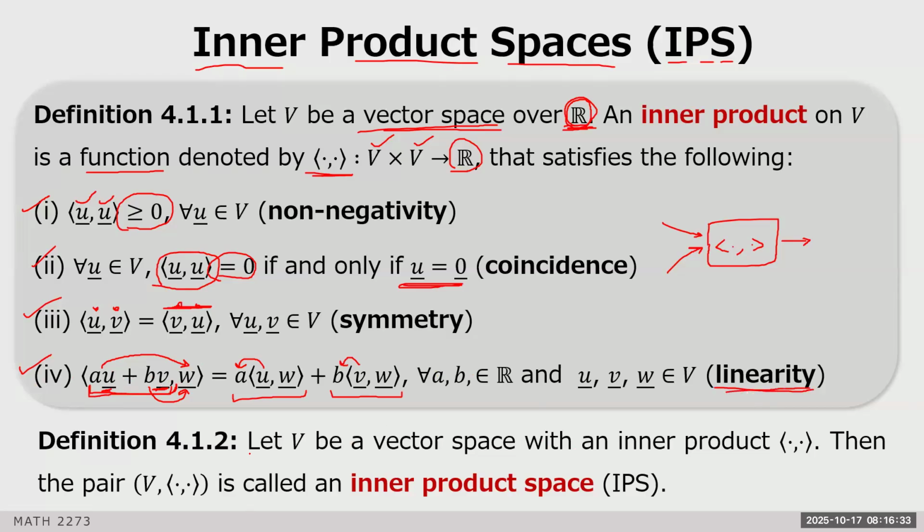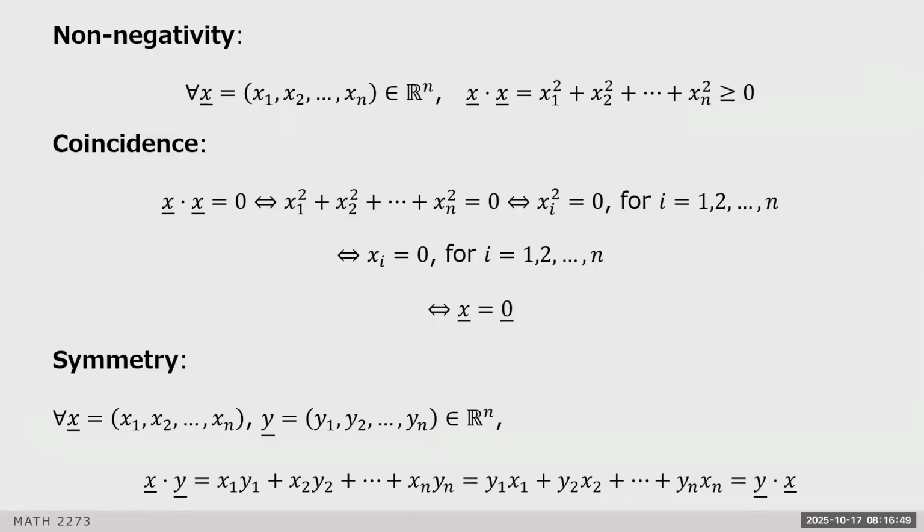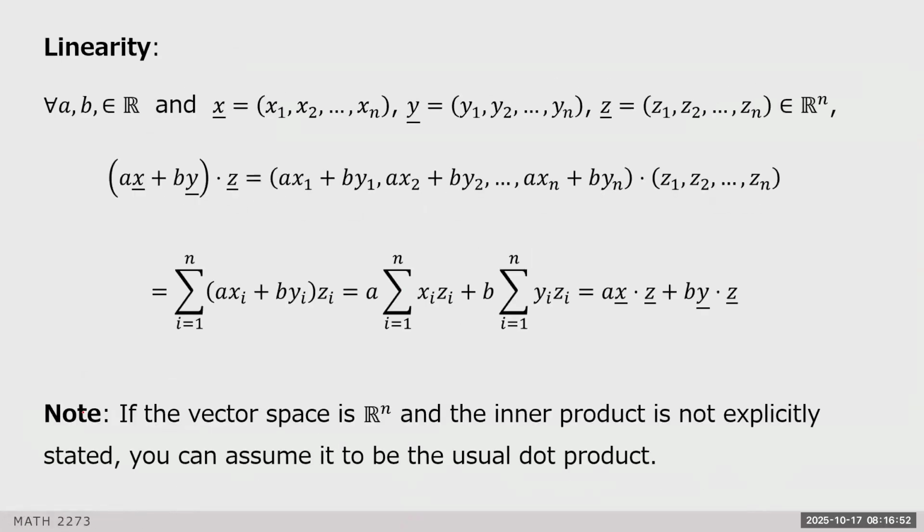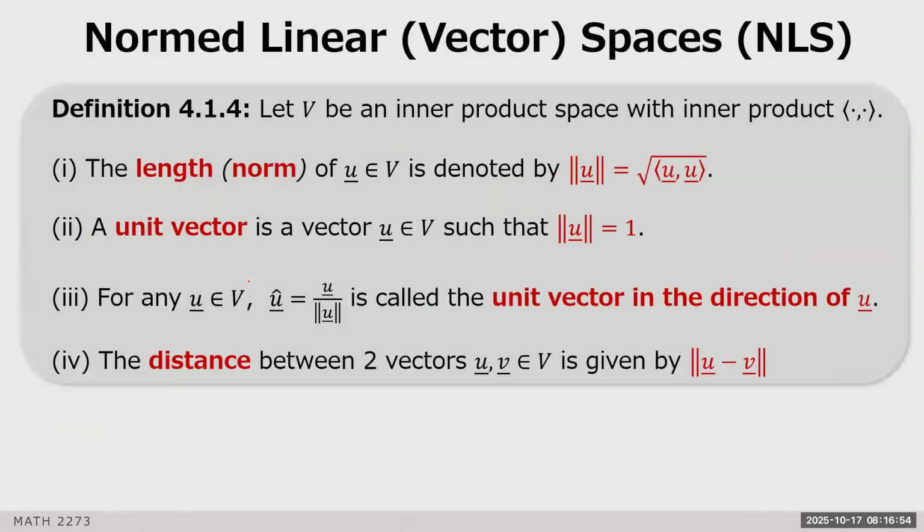Okay, and a vector space V, together with an inner product, is called an inner product space. Okay, so an inner product space is a vector space with this special type of function. And we looked at last class a bunch of examples of these inner products. So I'll just skip through it.